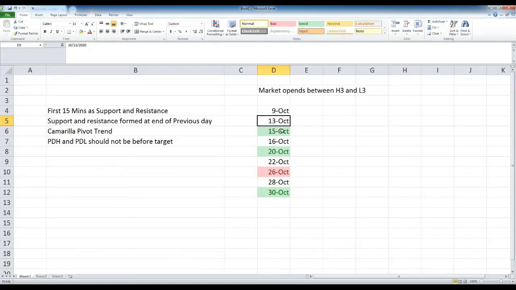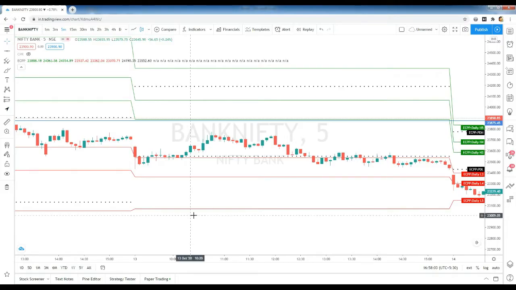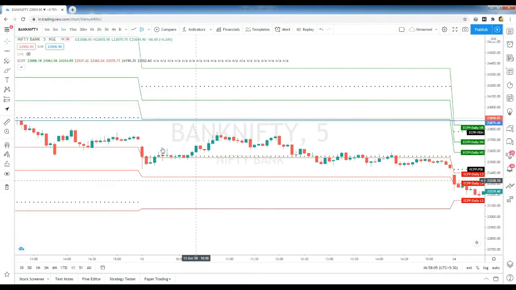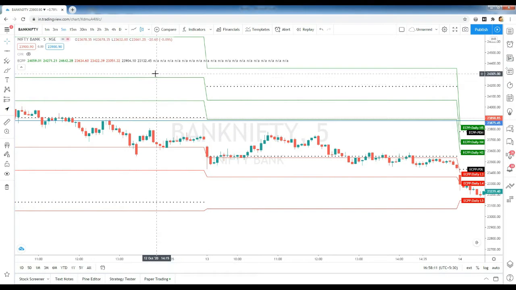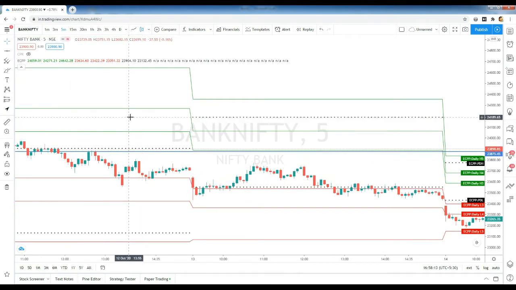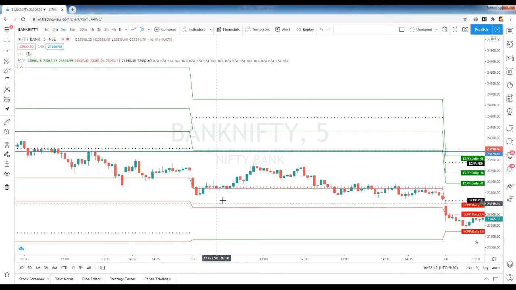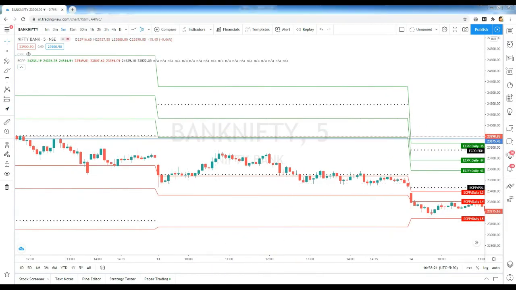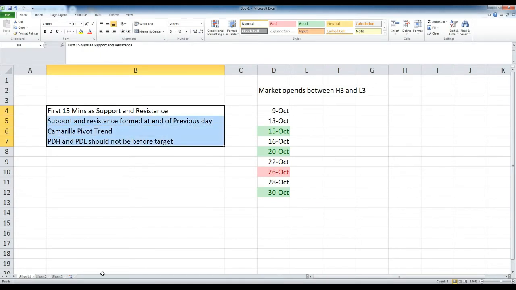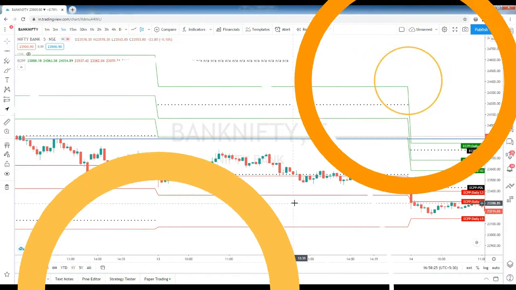And next is 15th of October. And one more thing is, if you see this Camarilla pivot trend, it is actually a downtrend, okay. The previous day Camarilla pivot lines are higher than the current day, so it satisfies the third point, the third criteria also. So be careful on those trades. As much as it satisfies these, you should be more careful on those trades. That is my point, okay.